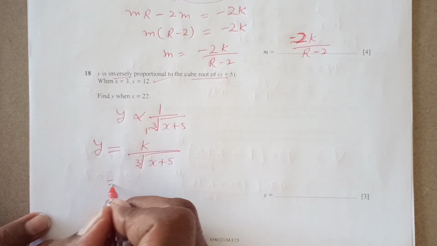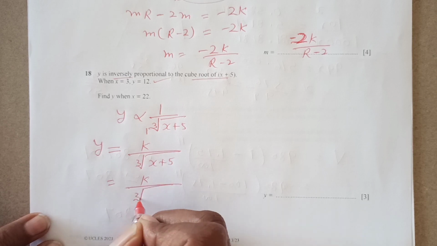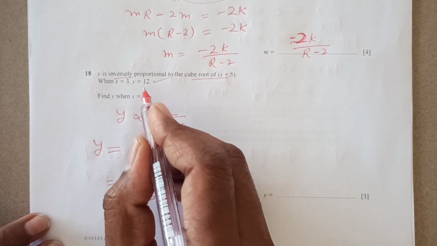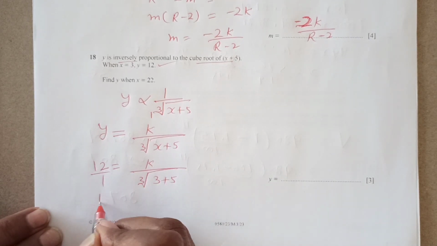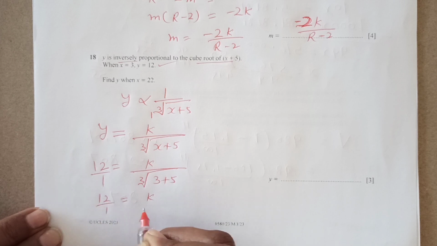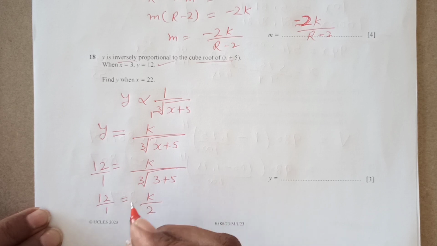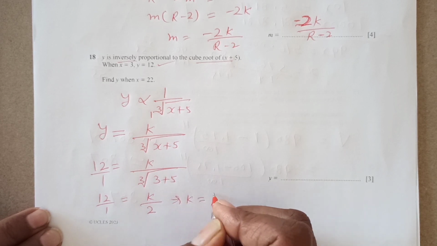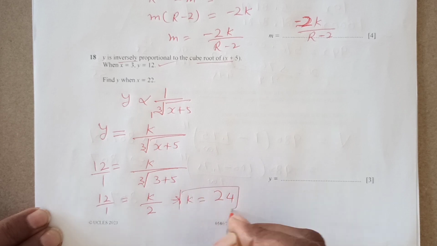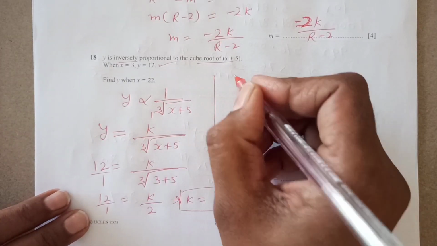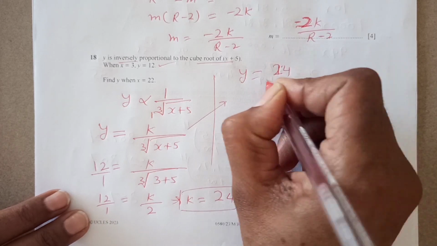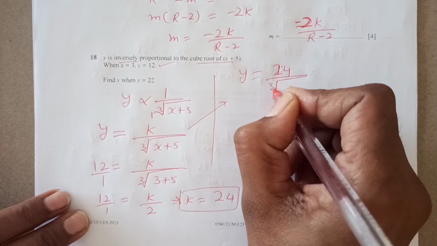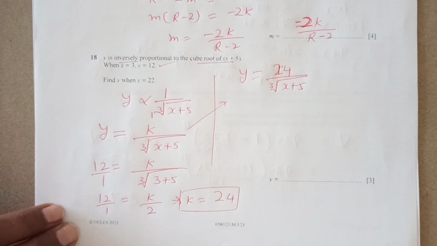Now we will substitute these values here. When x is 3, cube root of 3 plus 5, and y is 12, right? So then you cross multiply. So this is 12 over 1, k over this is 8, 5 plus 3 is 8, cube root of 8 is 2. Now you cross multiply, that gives you k equals 24. Now k is 24, so from this equation we have y equals 24 over cube root of x plus 5. So this is the equation that we got.